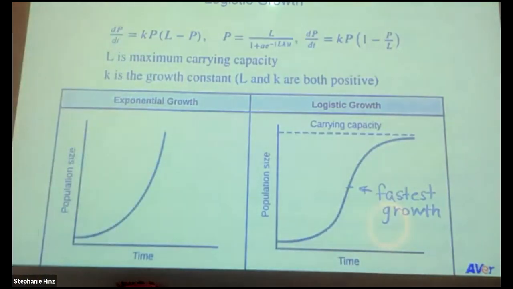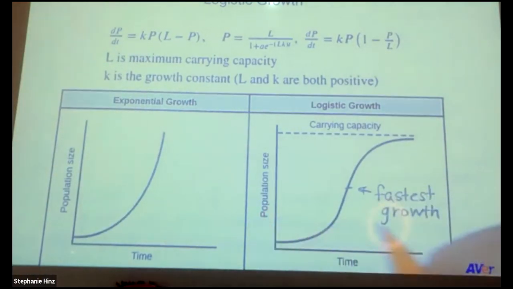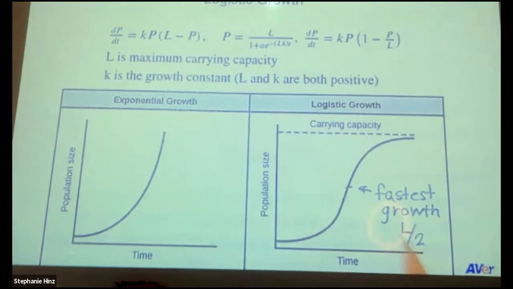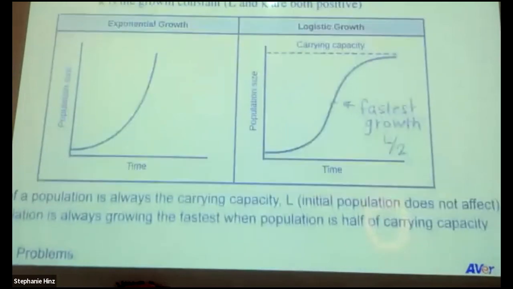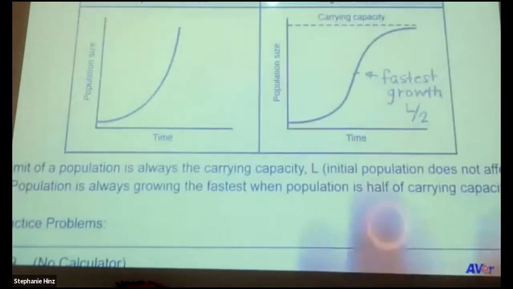And if it is a logistic model, that is going to be at L divided by 2. So whatever your limiting capacity or carrying capacity is, you're going to take that and divide it by 2. That will be your fastest growth. And they do ask that.